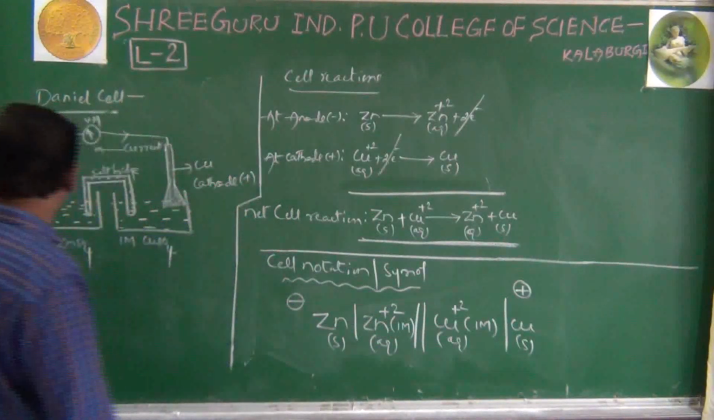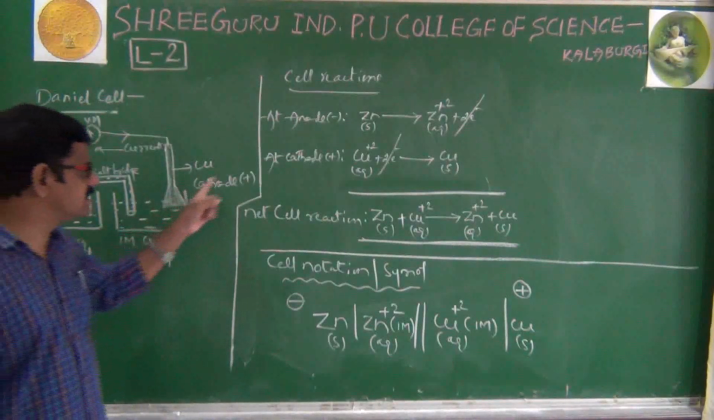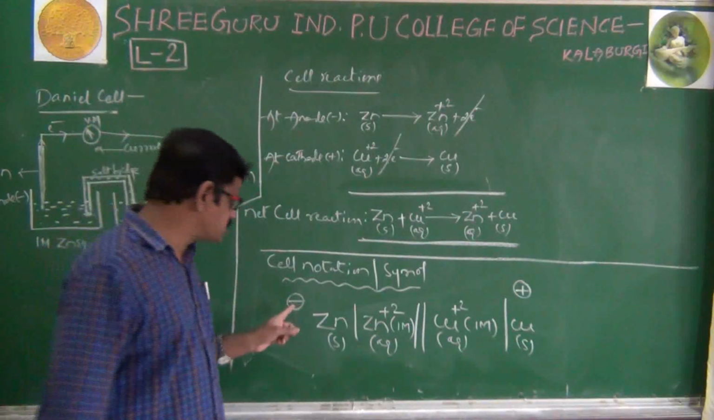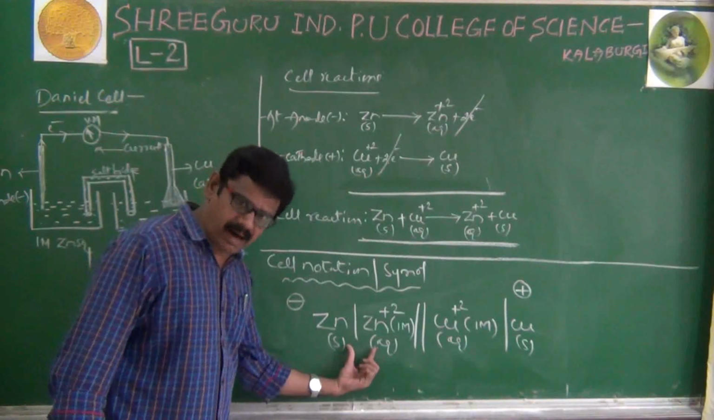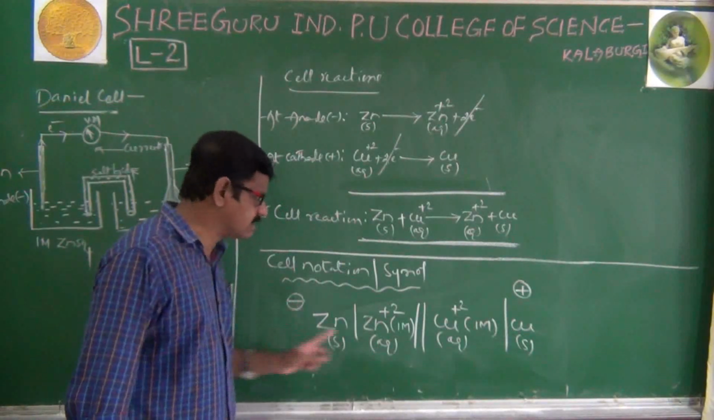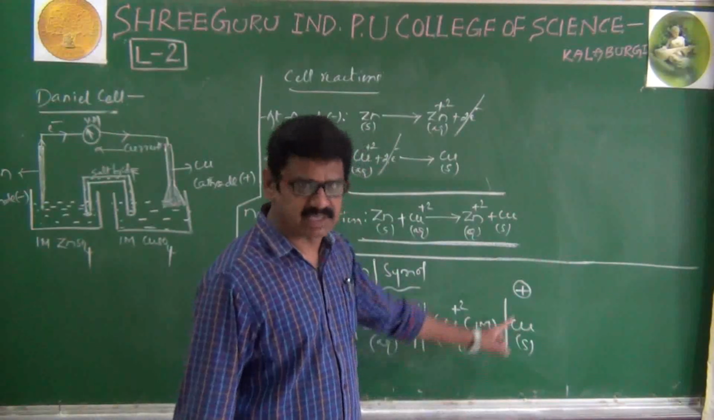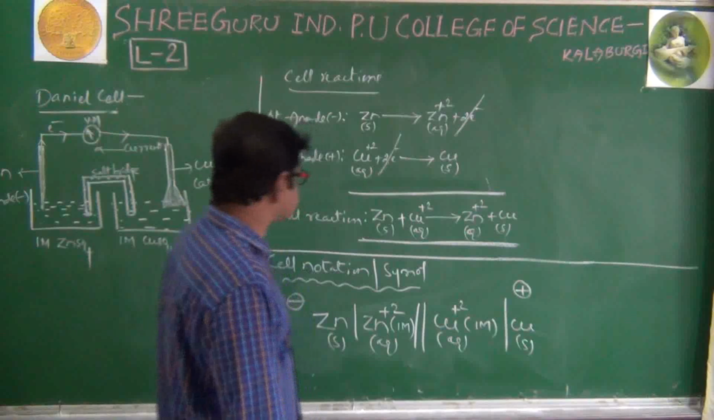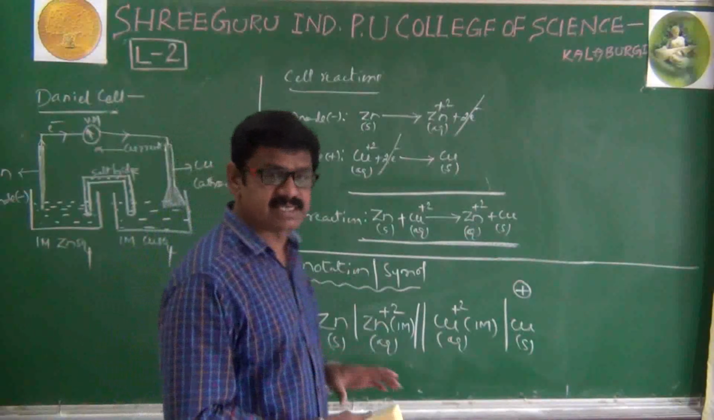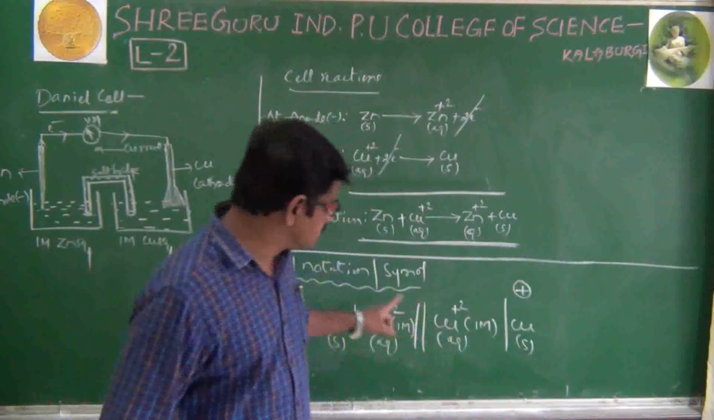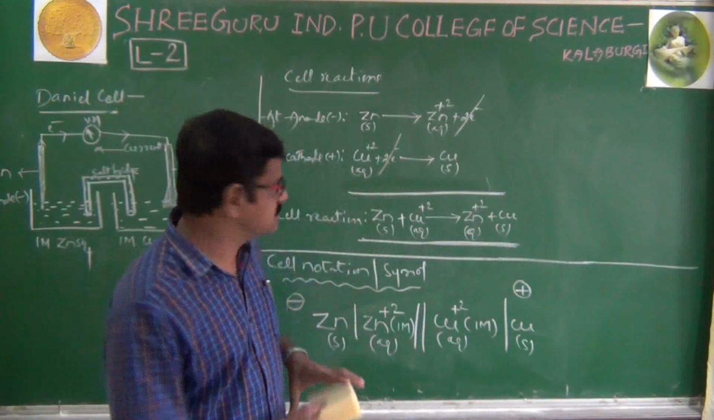And here the anode is designated with minus and the cathode is designated with plus. Same I have shown here. It is the anode part, that's why we have shown it with the minus sign. It is the cathode part, that's why we have shown it with the plus sign. Now we will discuss some more examples regarding this cell notation as well as cell reactions.